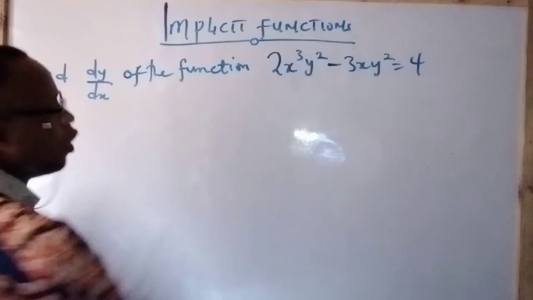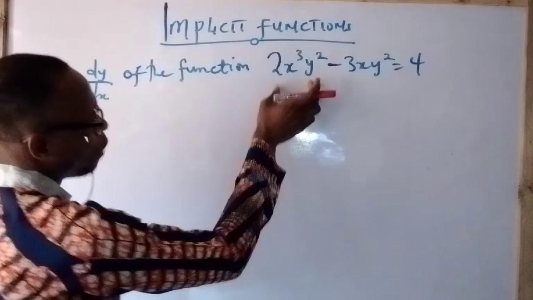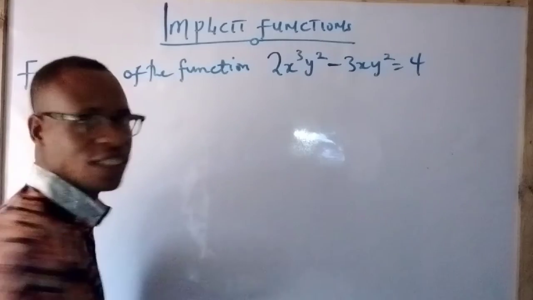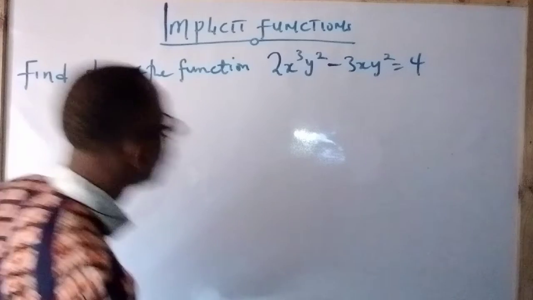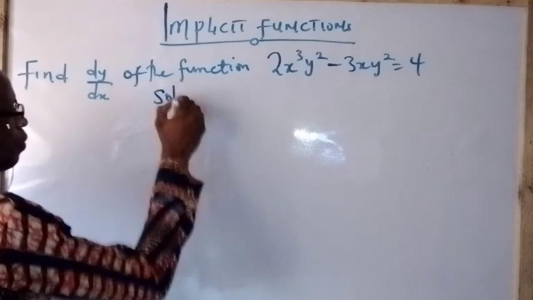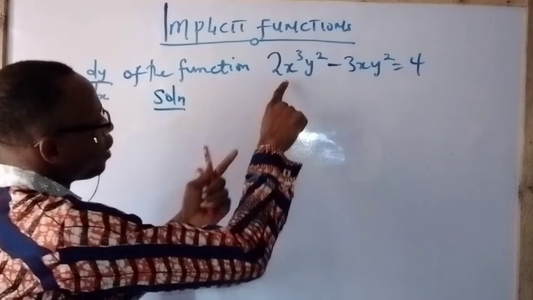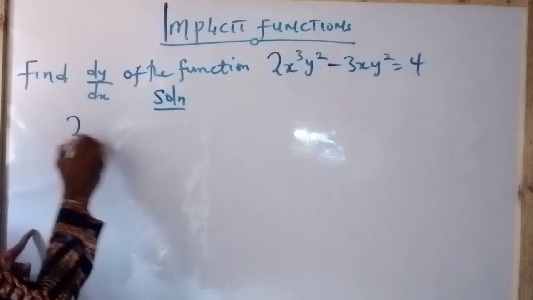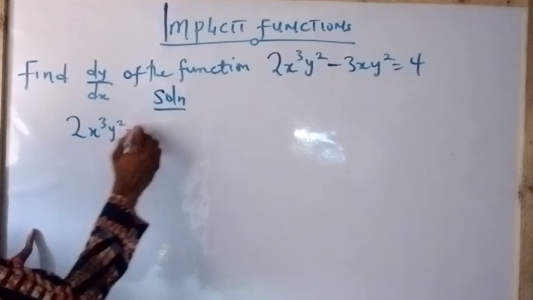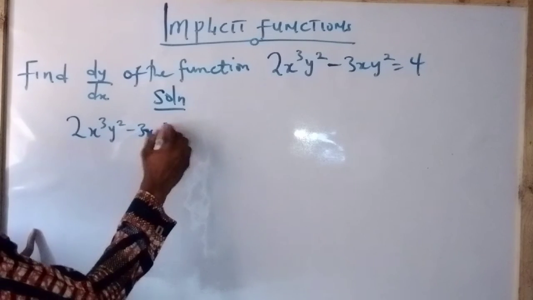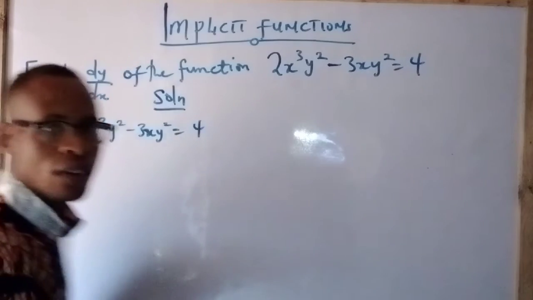Now, what you do is that you assume that this particular one is having y and x. That is a product rule. This is what you do. Solution. Okay, you differentiate. Let me bring out the question here: 2x cubed y squared minus 3x y squared equals 4.